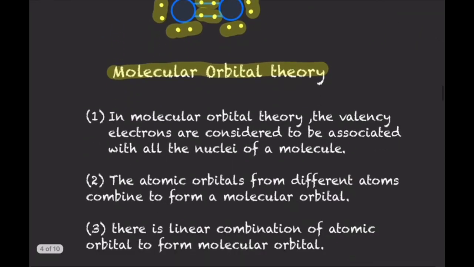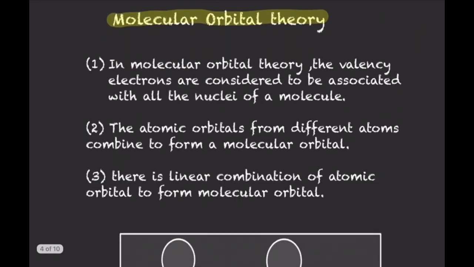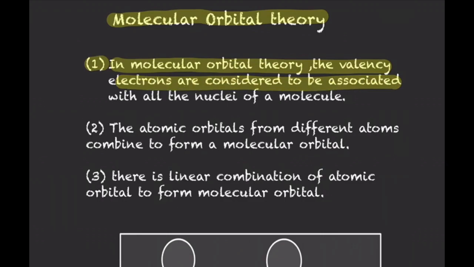There are certain points in molecular orbital theory we are going through one by one. The first point is, in molecular orbital theory, the valence electrons are considered to be associated with all the nuclei of a molecule. Like if I am saying that a hydrogen molecule is formed by 2 hydrogen atoms, so the 1s electron of one hydrogen atom and the 1s electron of another hydrogen atom, there are two electrons in this hydrogen molecule. So these two electrons will move under the influence of the nuclei of the two hydrogen atoms.